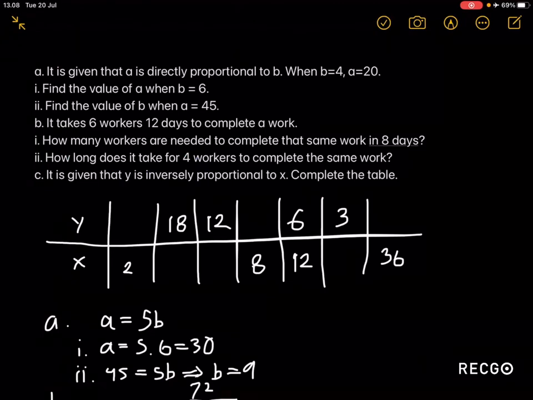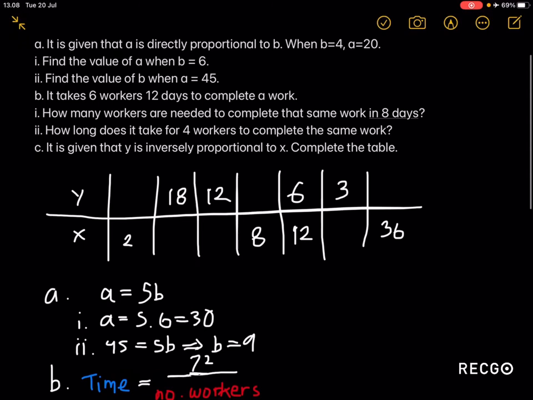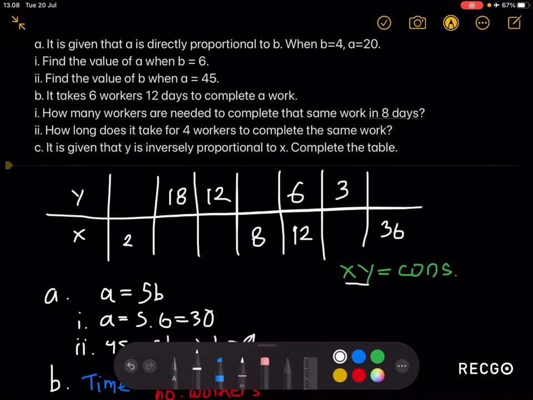Finally, for part C, it is given that Y is inversely proportional to X. And then we need to complete the following table. To solve this, we need to use our definition for inverse proportion, or in other words, X times Y is a constant. Now, we don't really know what the constant is, so we can just substitute the values of X and Y being 12 and 6 respectively. That will be 12 times 6, or 72. So our constant will be 72.